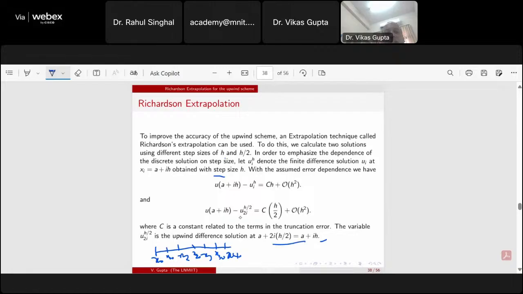So u_{2i}^{h/2} is equal to u_i^h. But here the mesh width is h/2. So u(a+ih) minus u_{2i}^{h/2} will be equal to C into h/2 plus order of h², the order of accuracy of the finite difference scheme.